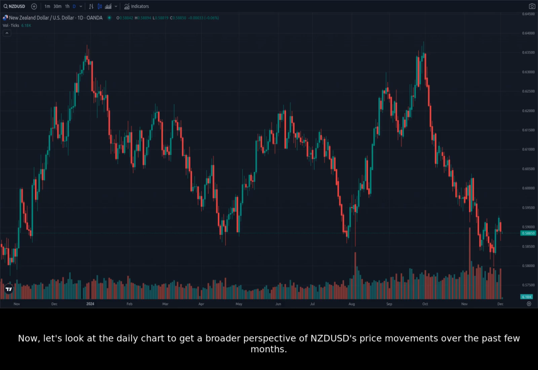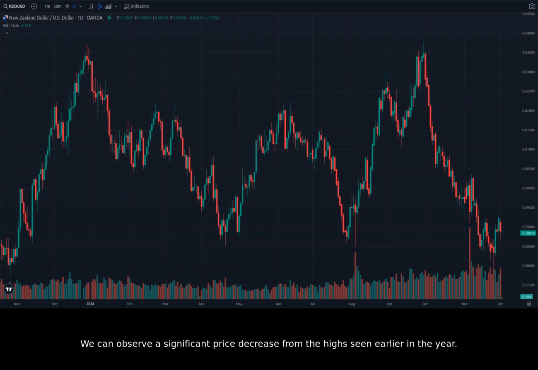Now, let's look at the daily chart to get a broader perspective of NZDUSD's price movements over the past few months. We can observe a significant price decrease from the highs seen earlier in the year. This downward trend is quite clear, showcasing the bearish sentiment that has been influencing the market.